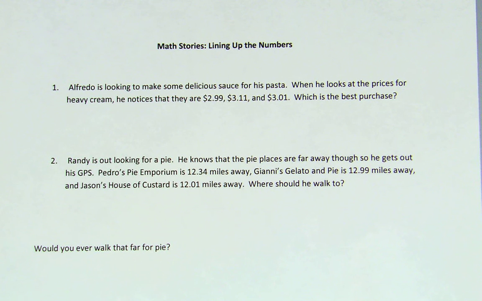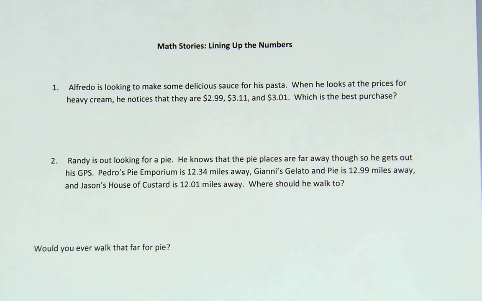So Alfredo's looking to make some delicious sauce for his pasta. Hopefully they understand the play on words for Alfredo sauce. When he looks at the prices for heavy cream, he notices there are $2.99, $3.11, and $3.01. As you can see in the whole lesson, all the dollar numbers were the same, or the whole numbers were the same. This time I changed it right here, so that's a change. I'm trying to make sure they pick it up. Hopefully they do, because when it comes to money, students are usually pretty smart about that.